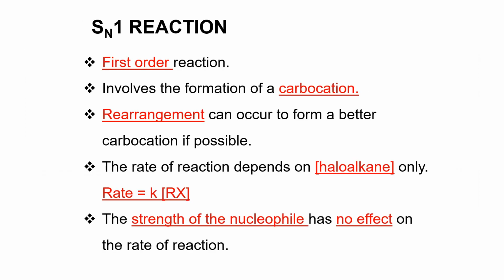The SN1 reaction is a first order reaction. It involves the formation of a carbocation, so rearrangement can occur to form a more stable carbocation if possible. Recall that the first step in SN1 is that the leaving group leaves to give a carbocation. Therefore, a rearrangement can occur to give the more stable carbocation, which is then attacked by the nucleophile. The rate of reaction depends on the concentration of haloalkane only. So the strength of the nucleophile has no effect on the rate of reaction.